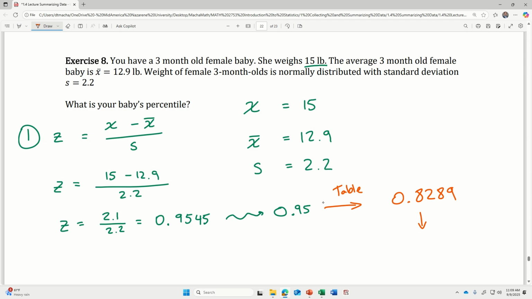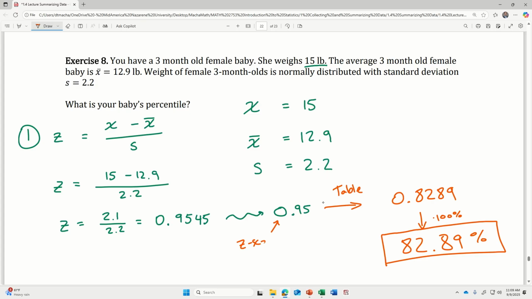And then how do I convert this to a percent? You multiply times 100. And I get 82.89%. That is my percentile. So here, we've got a z-score that rounds to 0.95. You look up in the table and get a decimal 0.8289. Multiply that by 100, and now that's my percentile.